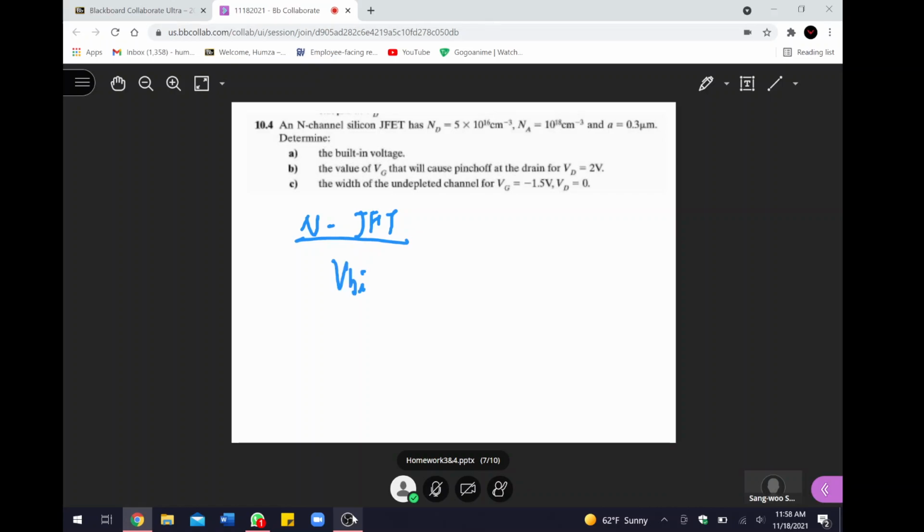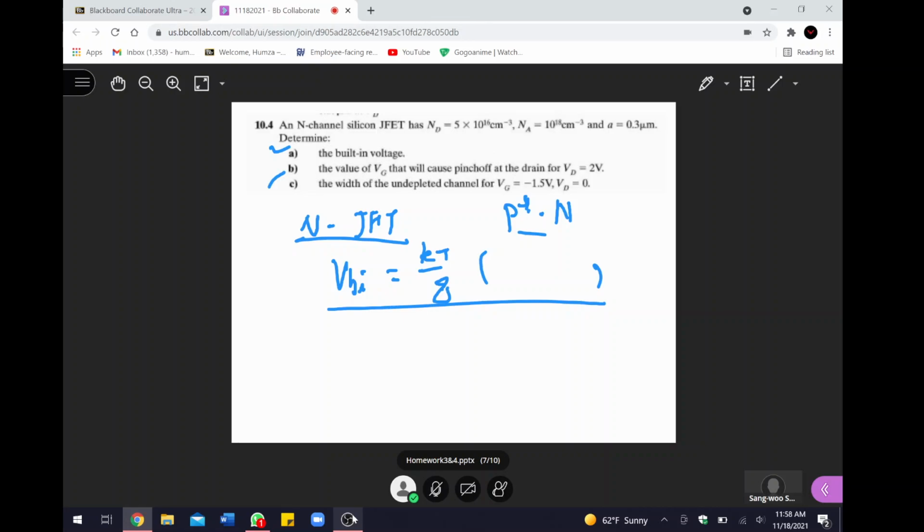VBI you can calculate from kT over q, the same equation, with the doping. You have P plus in the gate and N in the channel. So that will answer the built-in potential. Nothing has changed.